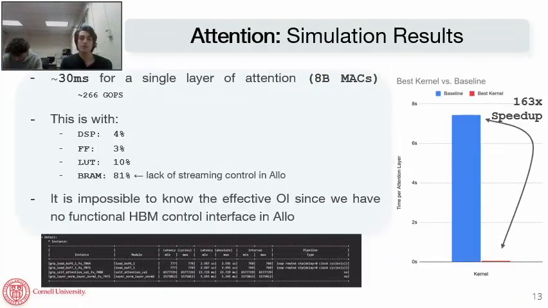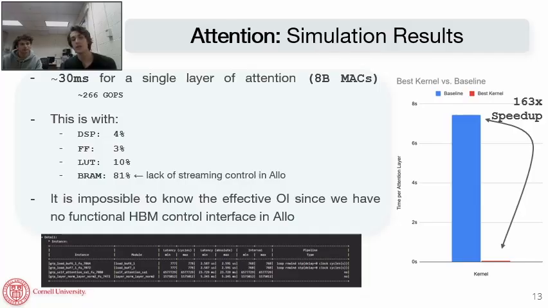As a result of these optimizations, we were able to achieve a time of 30 milliseconds for a single layer of attention, which is equivalent to 266 gigaops per second. And this was done with quite low hardware utilization, such as 4% on our DSP and 10% LUT usage, which indicates that there's a chance that we could increase our throughput by increasing the amount of hardware used.